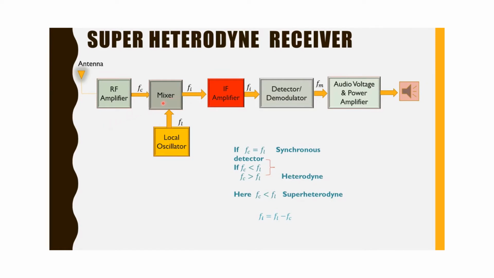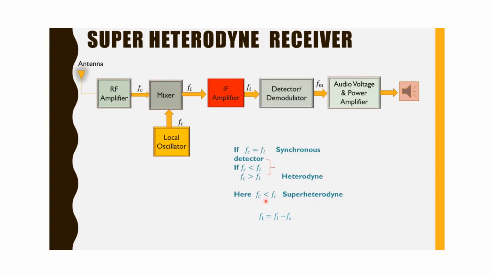Then second stage is a mixer. We have connected one local oscillator to this mixer. Suppose input to this mixer is Fc and the frequency generated by local oscillator is Fl. Then various possibilities here, like Fc could be equal to Fl, Fc could be greater than Fl, or Fc could be less than Fl. So if Fc is equal to Fl, this condition is known as synchronous detector. But if Fc is not equal to Fl, if Fc is less than Fl, or if Fc is greater than Fl, this condition is known as heterodyne condition.